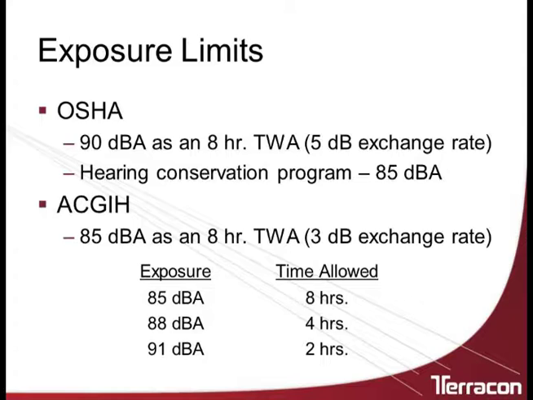The ACGIH, which again is the American Conference of Governmental Industrial Hygienists, has an 8-hour time-weighted average of 85 with a 3 dB exchange rate. So what that means is that their TWA is 85, and then for every 3 decibels up from that, you get less time for exposure. As the level increases, the exposure time goes down.